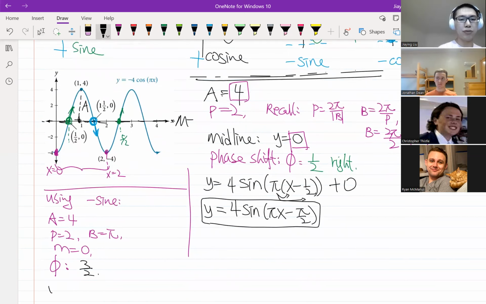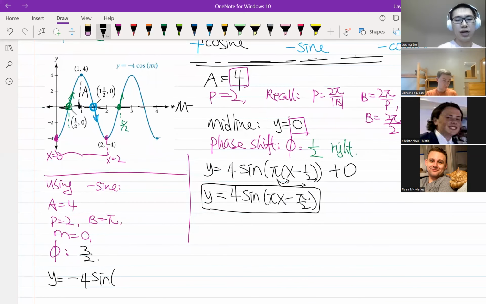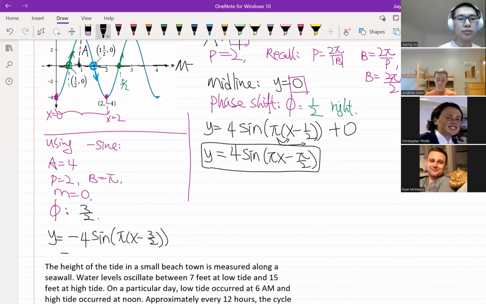So the function is going to be y equals, but this is a negative sine, so the negative amplitude is 4 sine, then we have pi parentheses x minus 3/2, close parentheses, and then the midline is 0. So if we rewrite this, that's going to give us -4 sine (pi x minus 3 pi over 2). So again, this is the correct function. It's just using a negative sine instead of a positive sine.